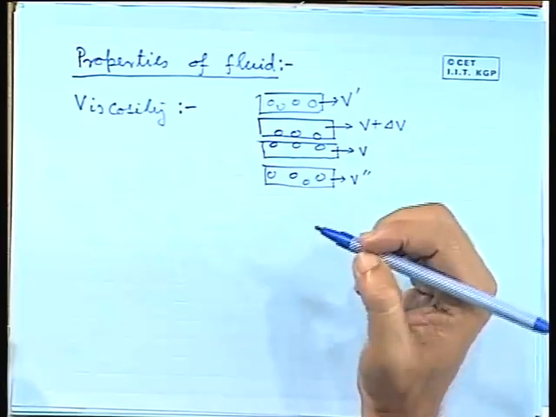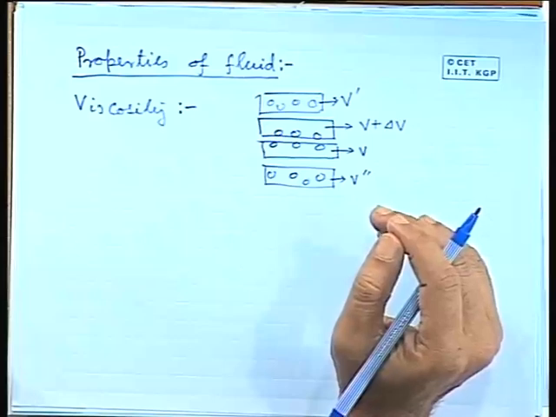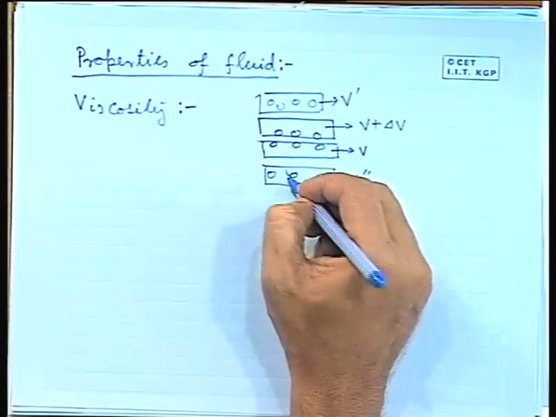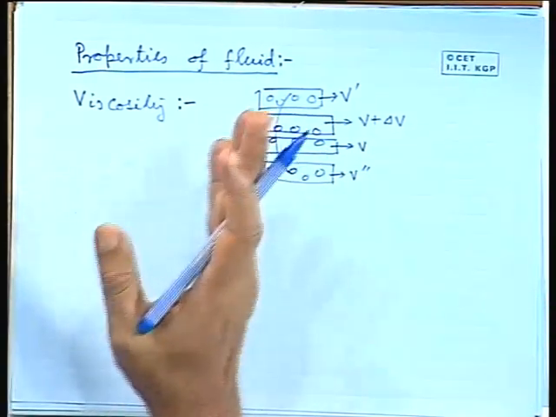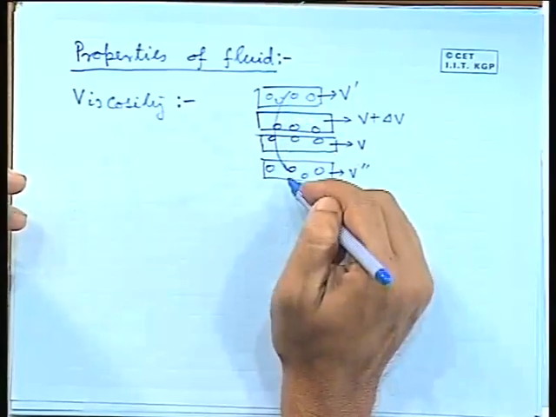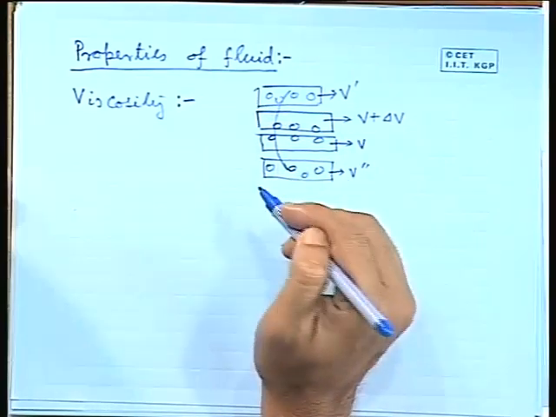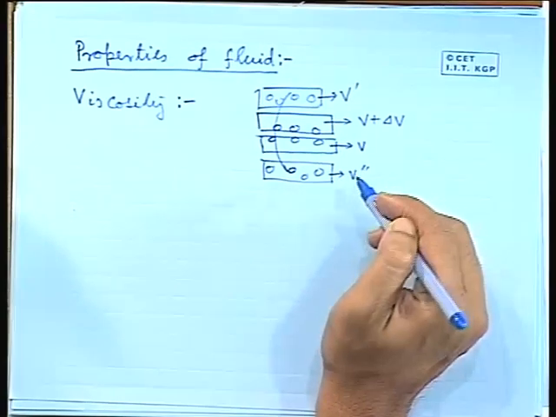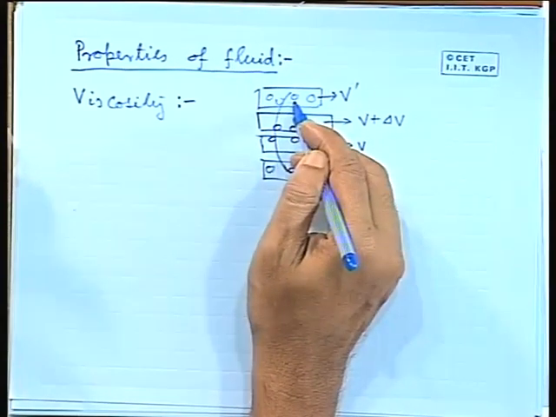Now, what will happen? The fluid molecules are in random motion. Due to that random motion, some molecules, or fluid particles, will move from here to here. When a particle moves from here to here, it carries some kinetic energy due to the velocity v double prime, and it imparts that kinetic energy here.